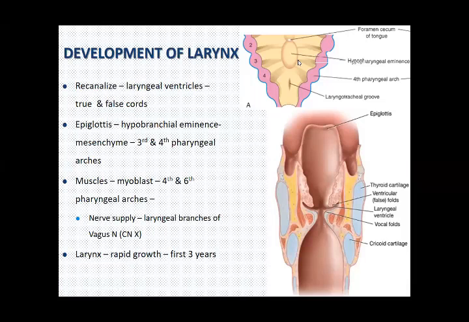The cranial part of the hypobranchial eminence develops into the tongue, while the caudal part of the hypobranchial eminence develops into this cartilage, which is the epiglottis. Now this hypobranchial eminence, I told you, is a midline condensed mesenchyme, and this mesenchyme is contributed by the third and fourth pharyngeal arches.